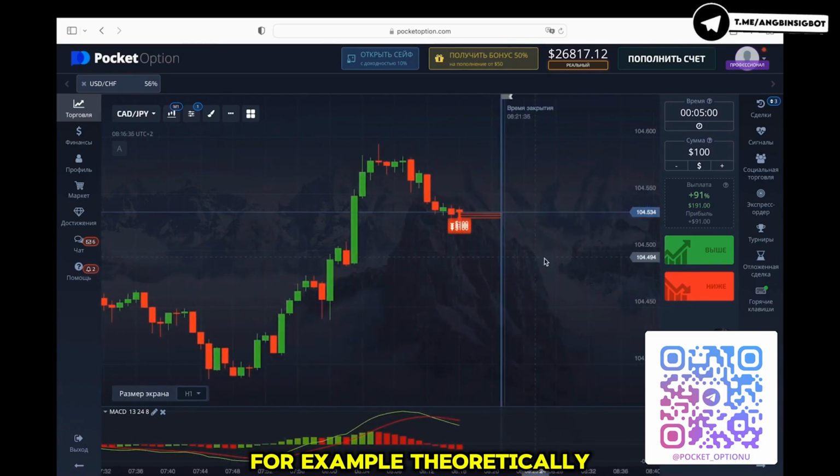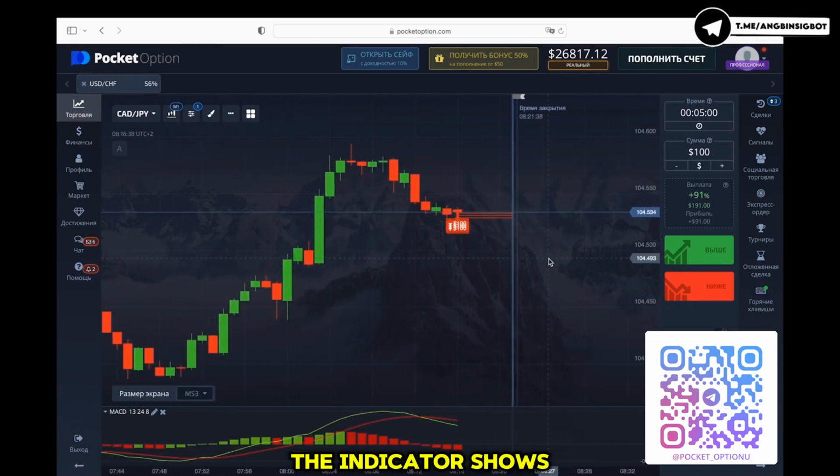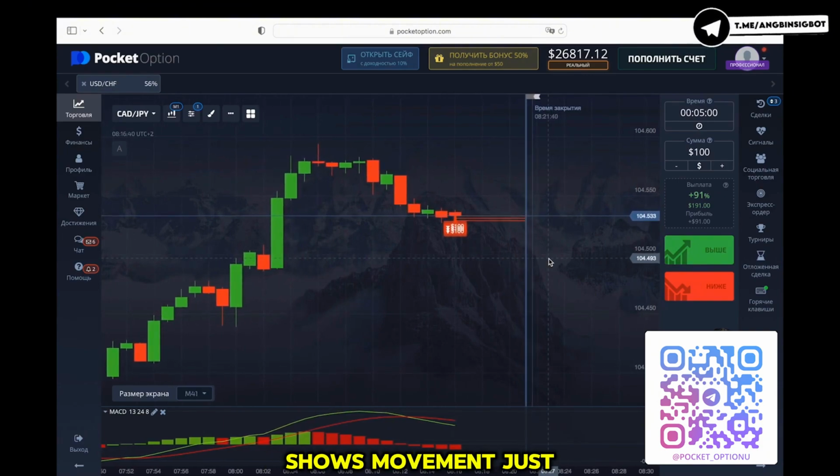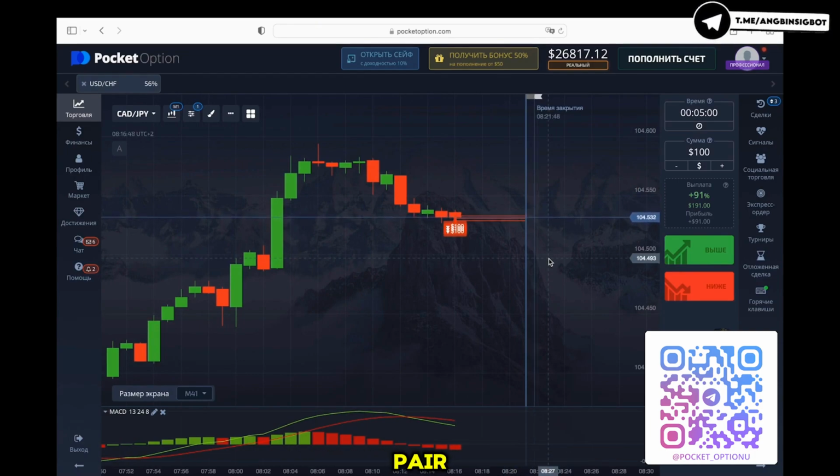For example, theoretically, at the same moment, the indicator shows an upward movement, while the chart shows movement just to the right, simply a consolidation, or even a downward movement. I would skip such a currency pair. I would look for a proper entry point on another currency pair.